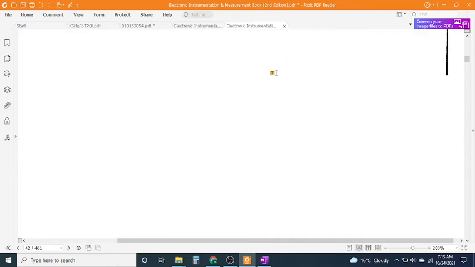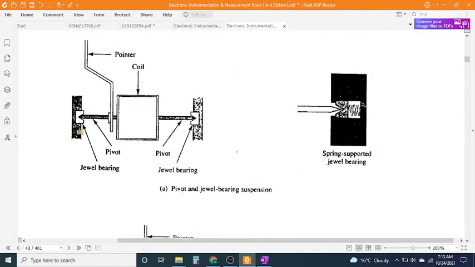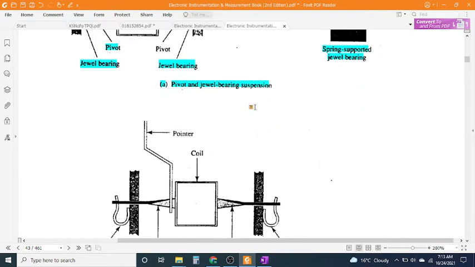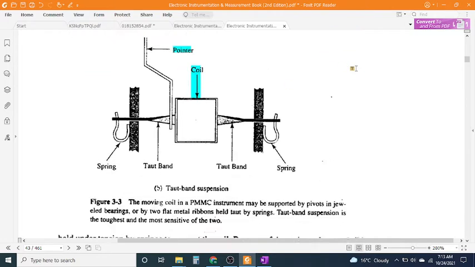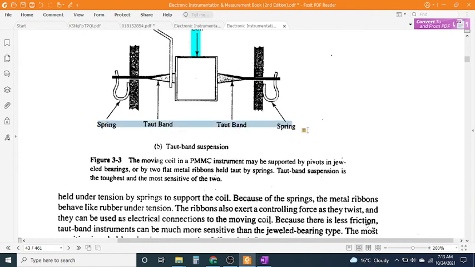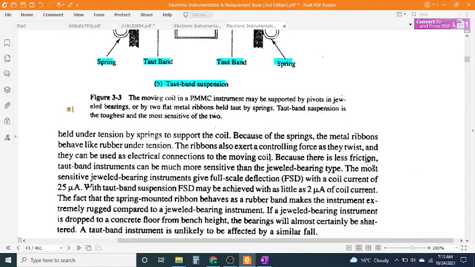Pointer. Coil. Spring supported jewel bearing. Pivot and jewel bearing suspension. Taut band spring. Taut band suspension. Figure 3-3. The moving coil in a PMMC instrument may be supported by pivots in jeweled bearings, or by two flat metal ribbons held taut by springs. Taut band suspension is the toughest and the most sensitive of the two.